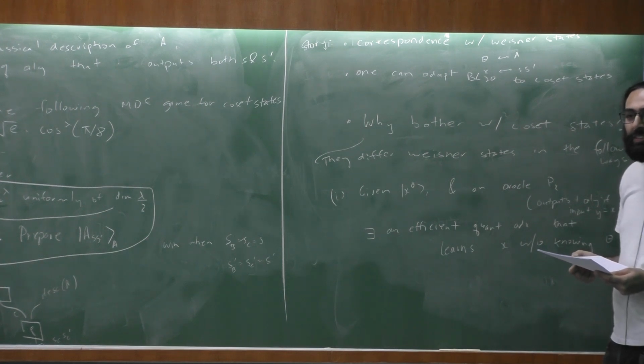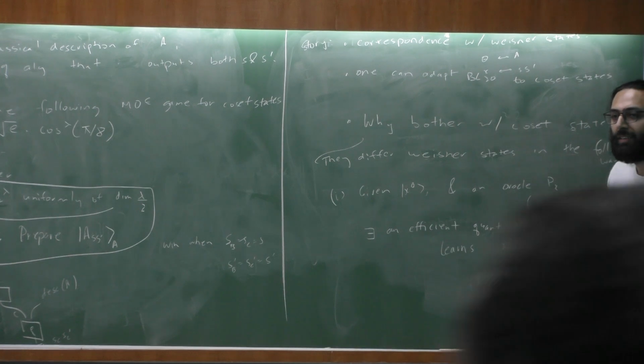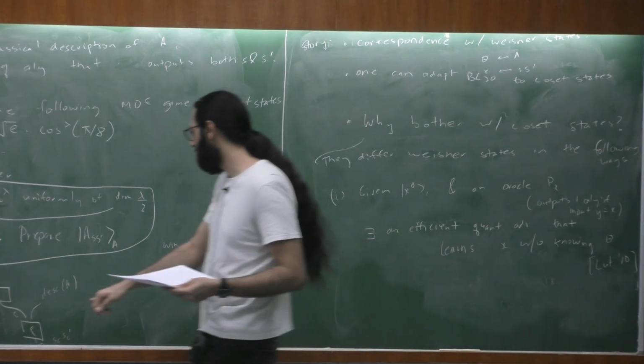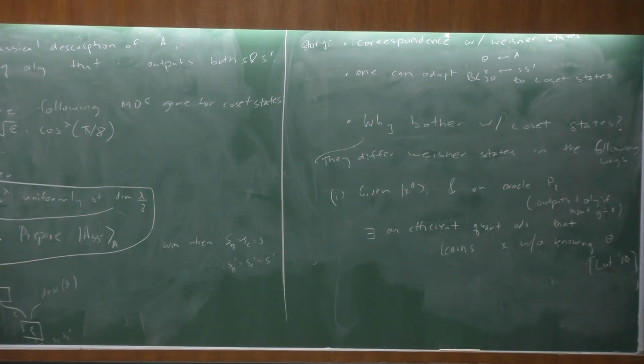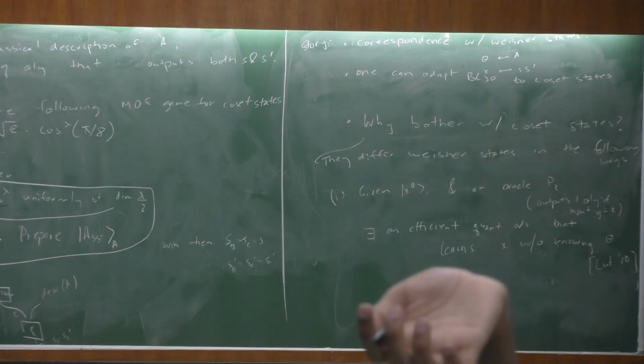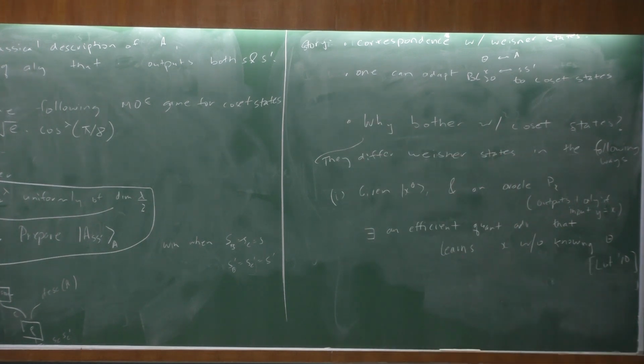What are B and C? Are those registers? Yes, B and C are registers. In the monogamy game, A prepares some state on registers BC, and then you send one part to Alice and one part to Bob. It's the same as it was.